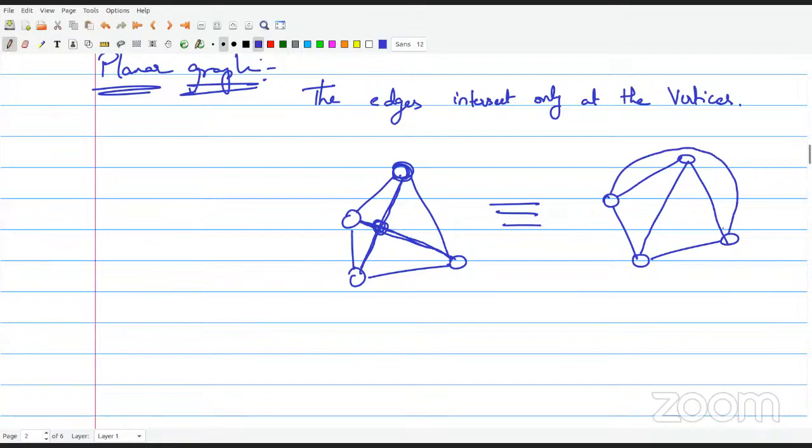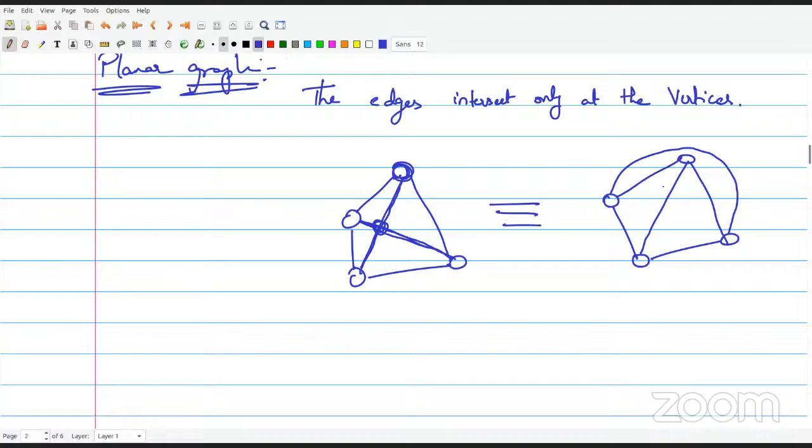so if I have redrawn this, both graphs are isomorphic. Both have 4 vertices, both have 6 edges. So it's basically a complete graph. Complete graph means, however many vertices you have, you add edges between all the possible vertices. So you just pick 2 vertices, add an edge. So you just complete the graph. It will have all the possible edges between 2 vertices.